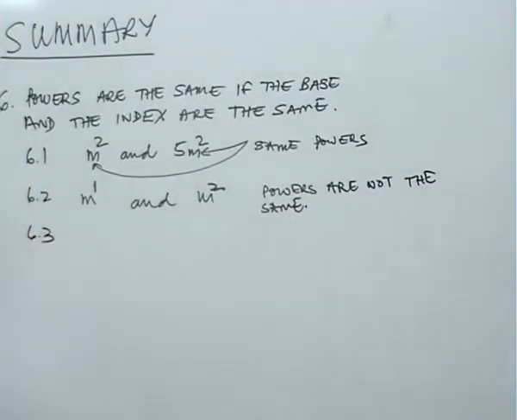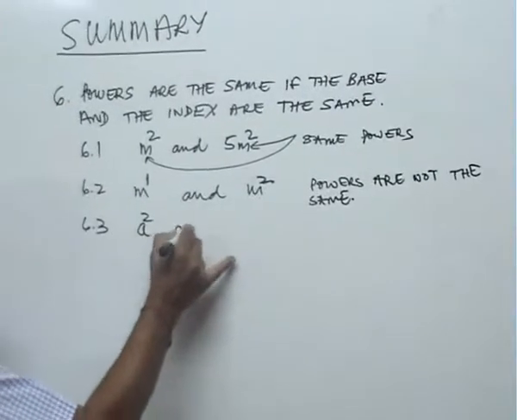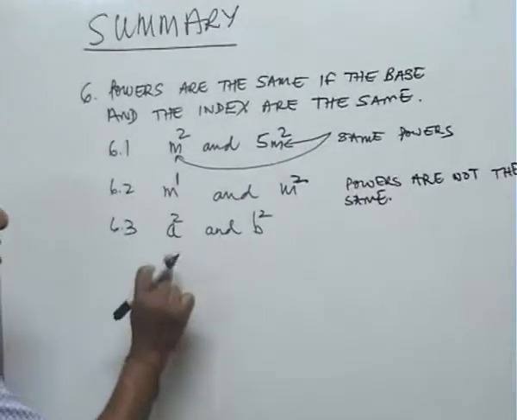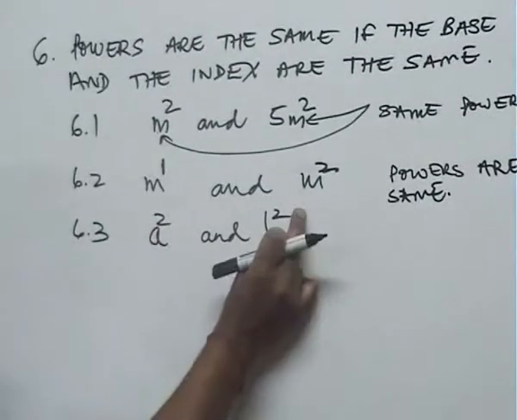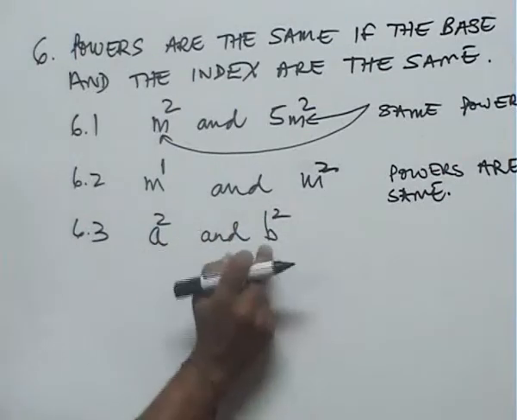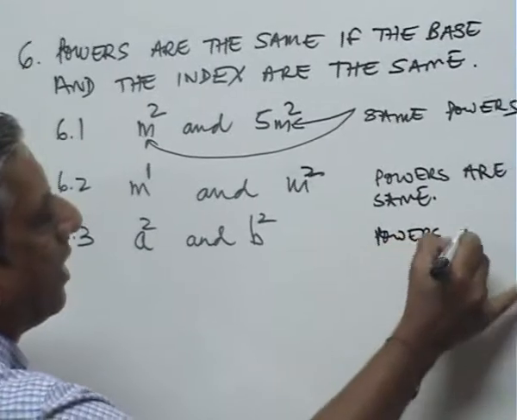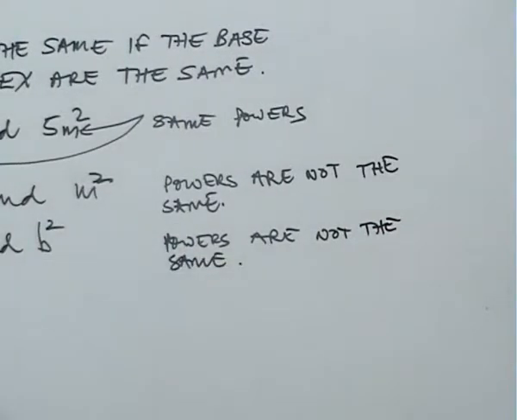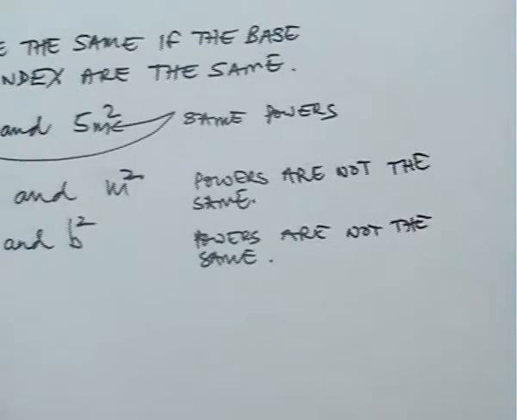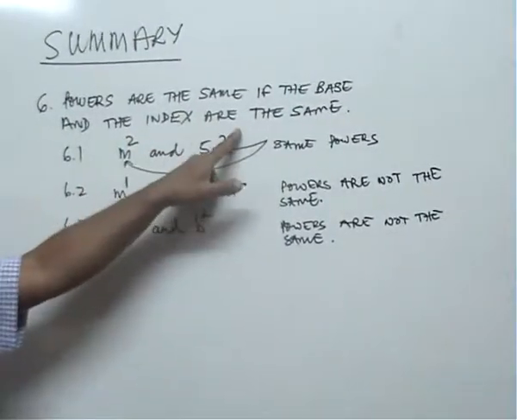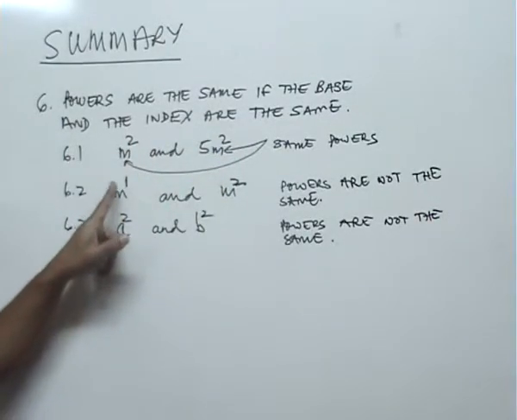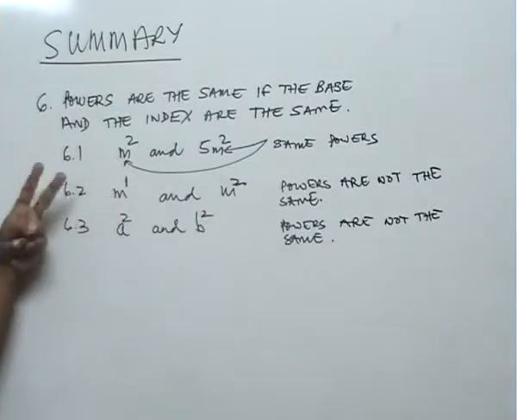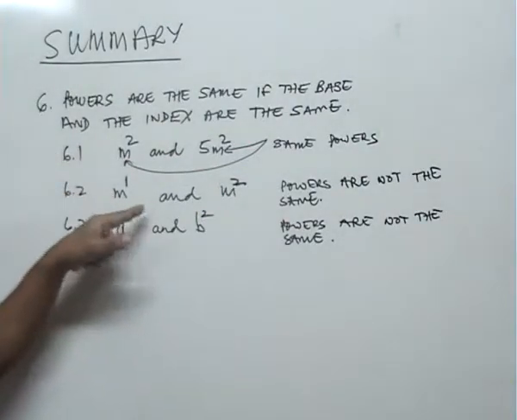Then we look at another example. A squared and B squared. Clearly, for equal powers or same powers, the bases must be the same and the indices must be the same. Here the indices are the same, but the bases are not the same. So these powers are not the same. Alright, so here we have an example where the powers are the same because the bases are the same and the indices are the same. In 6.2, the powers are not the same because the indices are different. Although the bases are the same, the indices are different. There are two requirements, so both requirements are not met, therefore the powers are not the same.